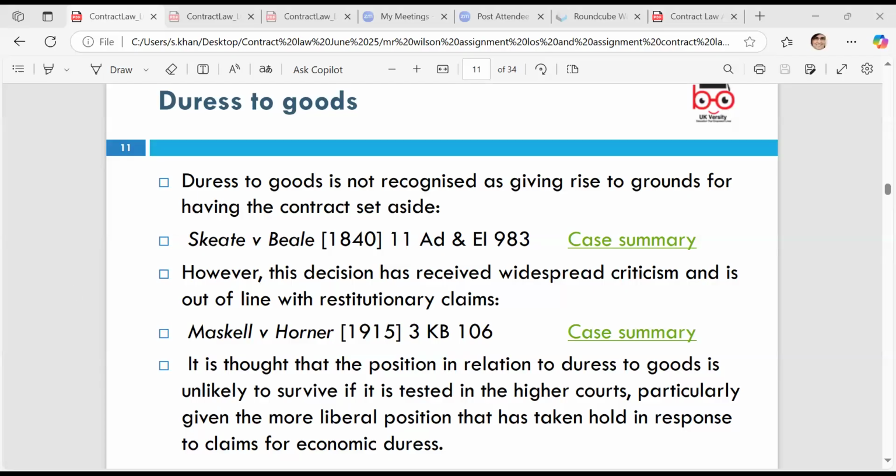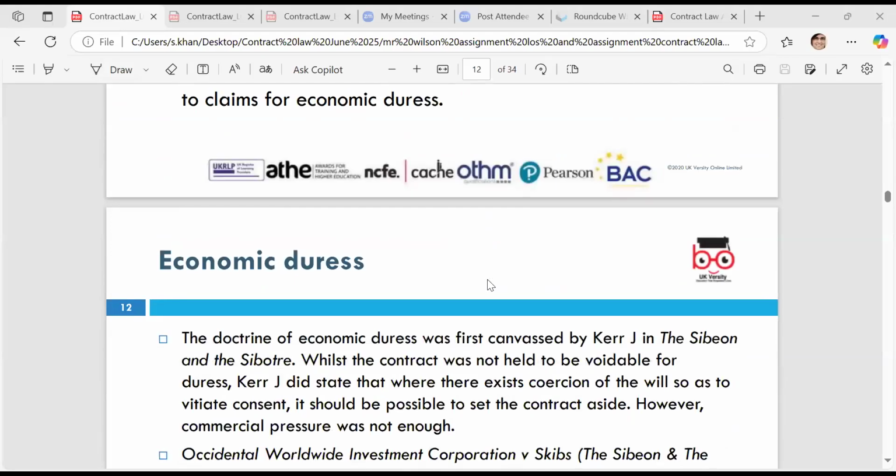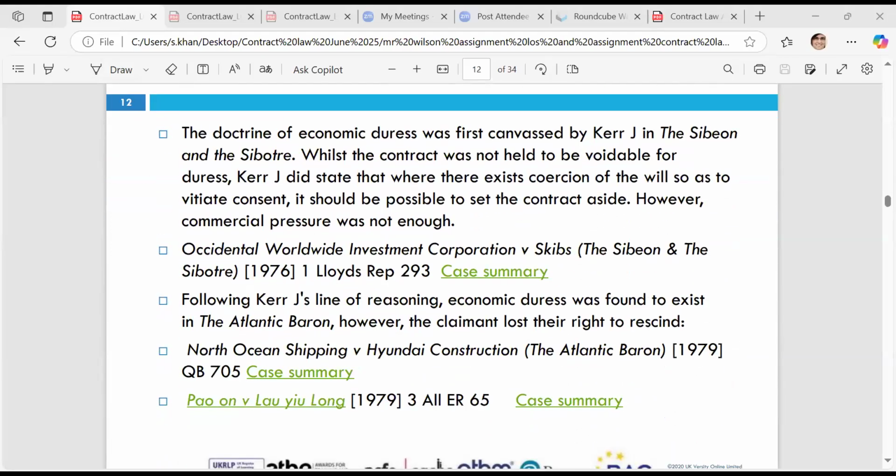And then we've got economic duress. Let me just get slides. So economic duress in contract law occurs when one party coerces another party into a contract by exerting illegitimate pressure, leaving the coerced party with no reasonable alternative but to agree. This illegitimate pressure can include threats to breach a contract or engage in other unlawful actions. If economic duress is proven, the resulting contract is voidable, meaning the coerced party can choose to set it aside.